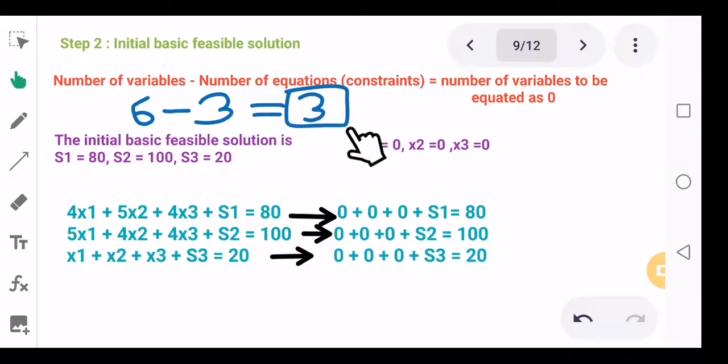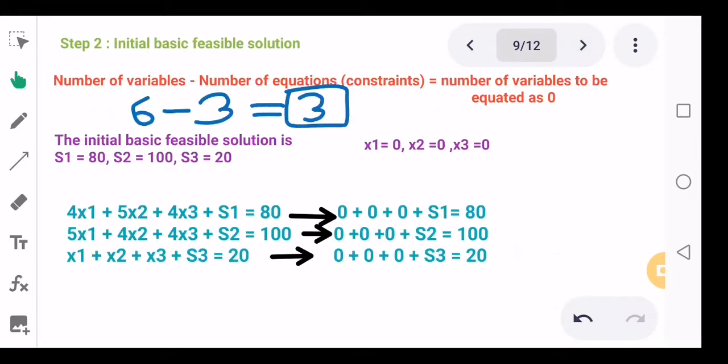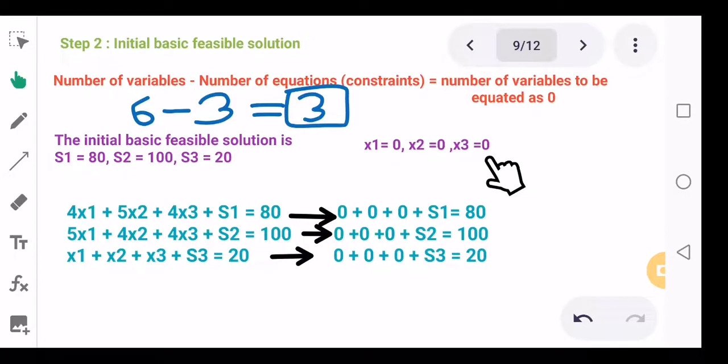By this 3, we understand that out of these 6 variables, for 3 variables we can assign the value as 0. And those 3 variables which I am assigning the value as 0 are x1, x2 and x3. Any three variables I'll have to consider as 0. So once I assume that x1 is equal to 0, x2 is equal to 0, x3 is equal to 0, I can put it in the constraint equation.